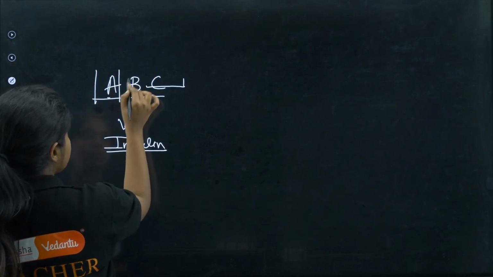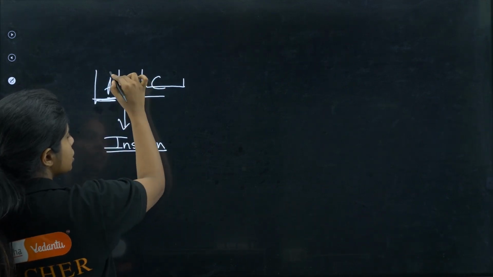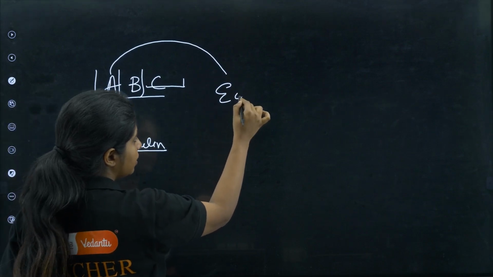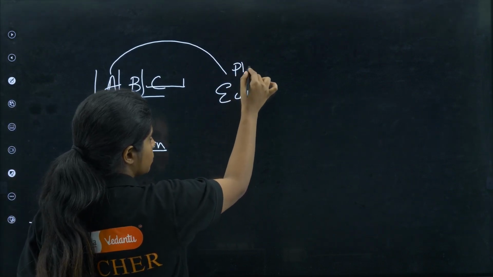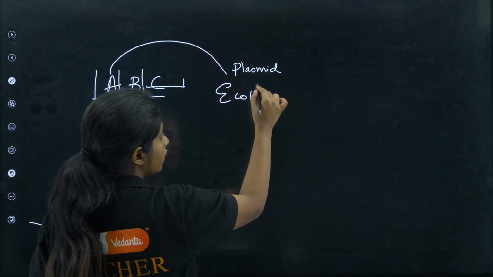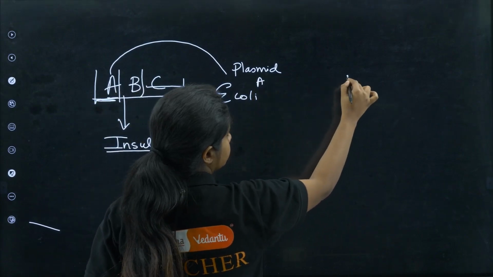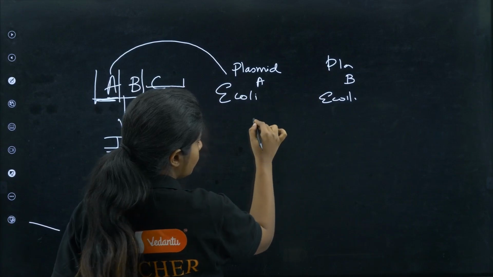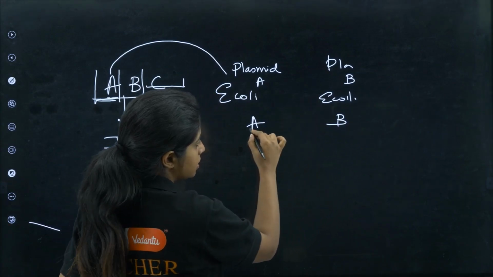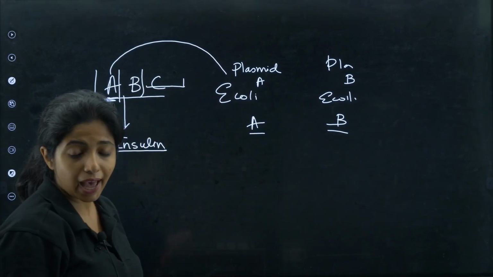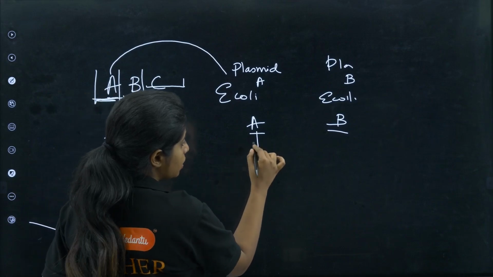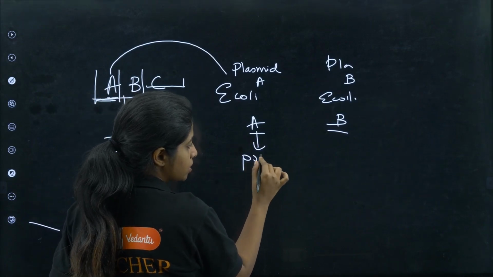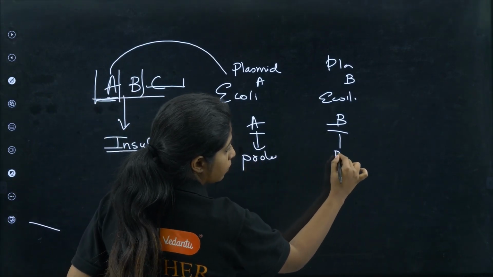Let's separate A gene and B gene. We are going to put A gene into E. coli with the help of a plasmid vector. Similarly, we would be putting B gene into another E. coli with a plasmid vector. So, now both of them have A and B genes, and A gene will be producing whatever protein is needed, B gene will be producing whatever protein is needed.